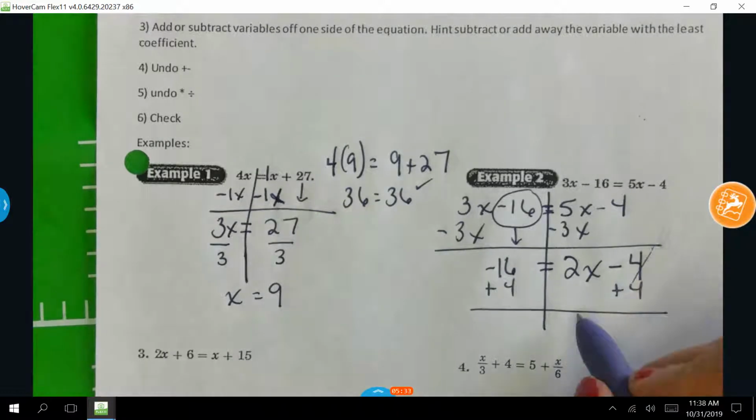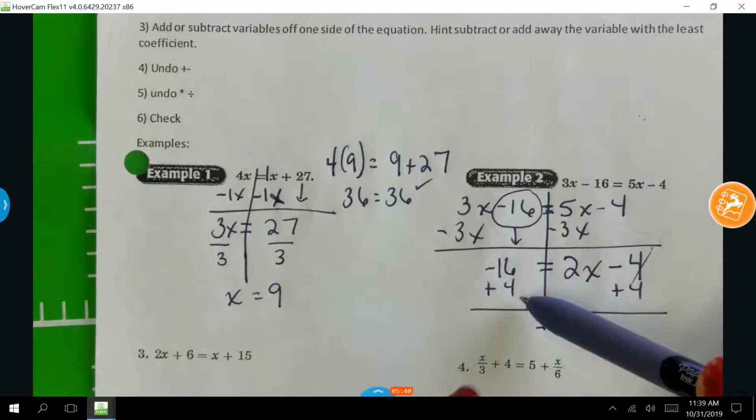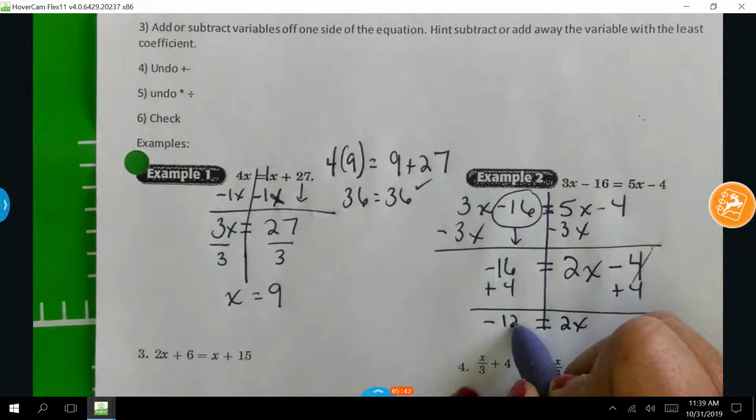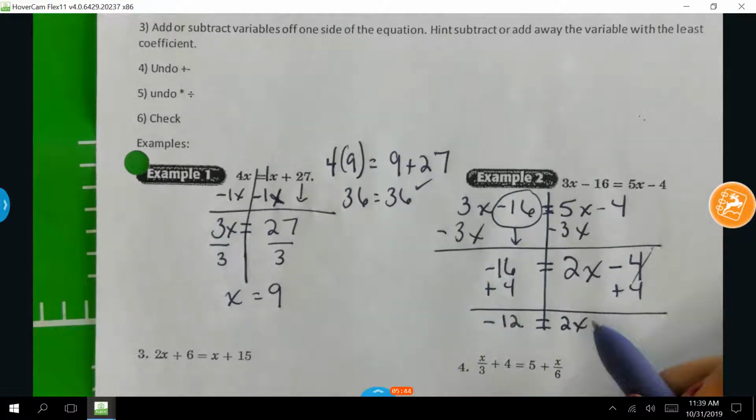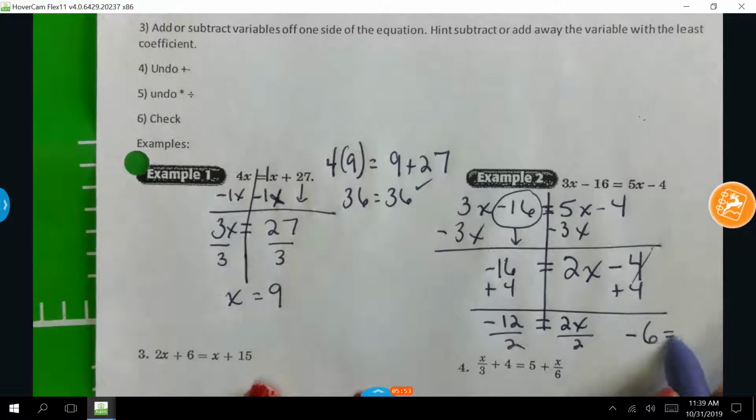That'll cancel over here. You bring down your 2x equals negative 16 plus 4, which on your calculator will give you negative 12, or in your brains. And then this is saying what times 2 gives you negative 12. How do we undo multiplication? Divide by 2. Very good.